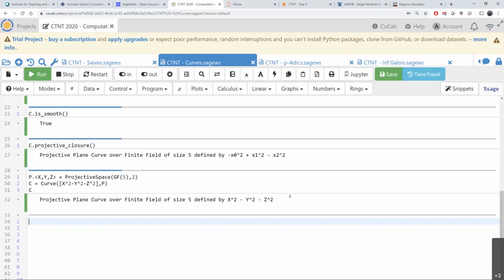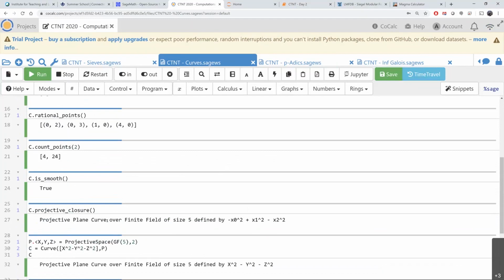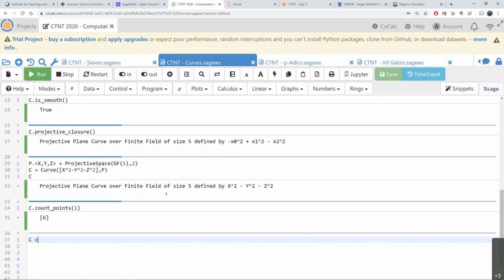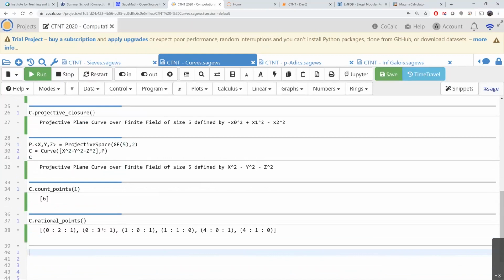Now I can do the count again. And if I count points, now it tells me there are 6 points. What happened? There used to be 4 points. That means that in the affine chart I picked here, there were 4 points, but there must be 2 more points at infinity. So let's have a look. What are the rational points now? Rational meaning rational with projective coordinates. And then you see that the ones with a 1 there are in the affine chart we had picked before. There are 2 new points, 1 1 0 and 4 1 0, that are points at infinity.